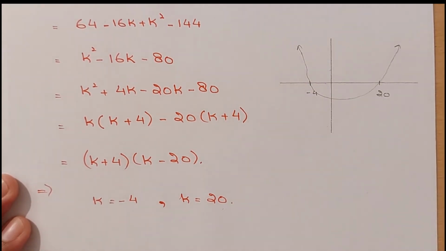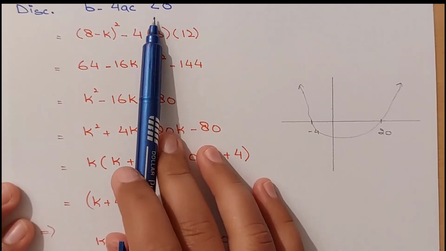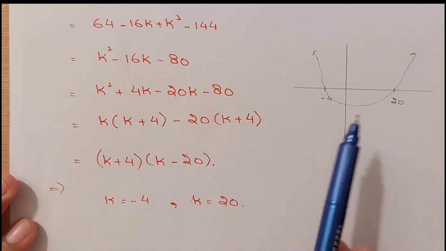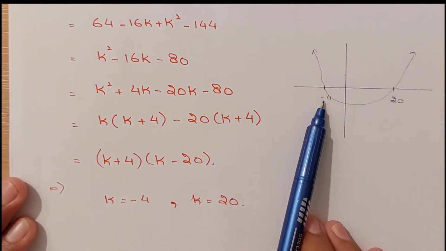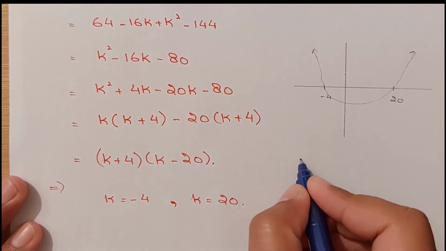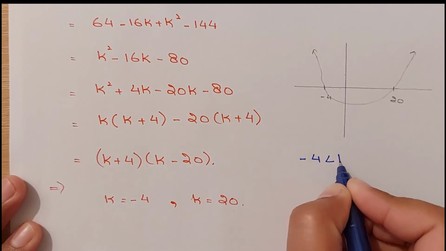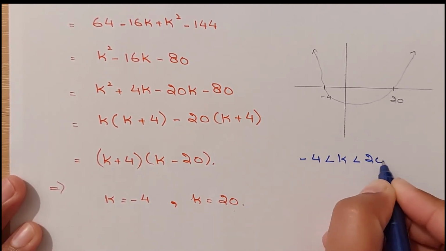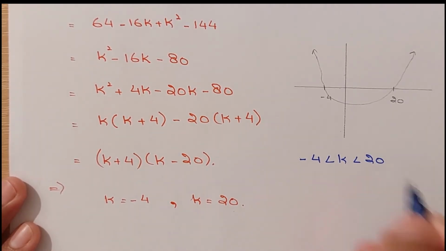Right, now we have to find the points when the discriminant is less than 0. So when this curve is less than 0, when it is between minus 4 and 20, it is less than 0. So we can say that when the k value is between minus 4 and 20, the curve and the line do not intersect.